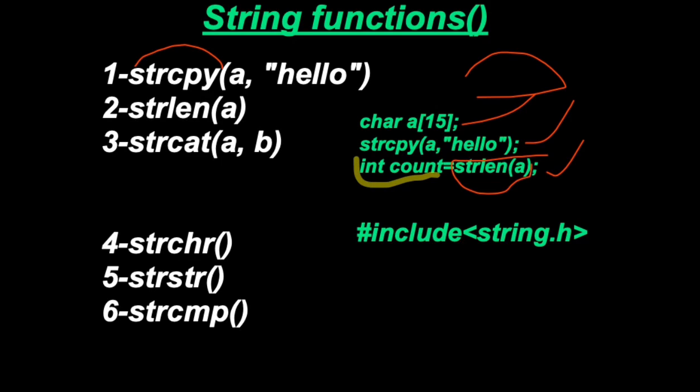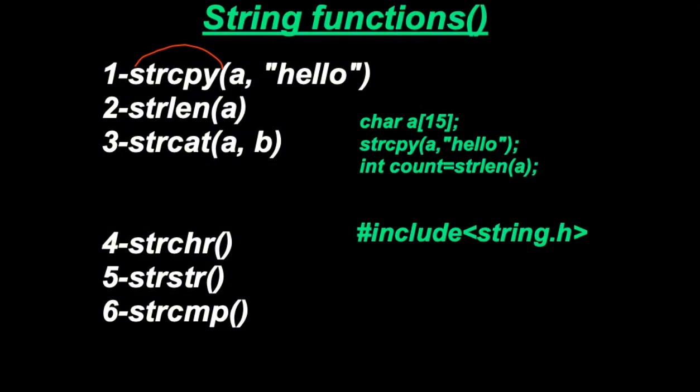Then the next one is string concatenation. This is the string cat. What we mean by cat is that it's going to join the strings. So it's not going to replace. String copy always replaces. So let's say a, if we have values inside a, it's going to replace everything. I'm going to make an example of that.